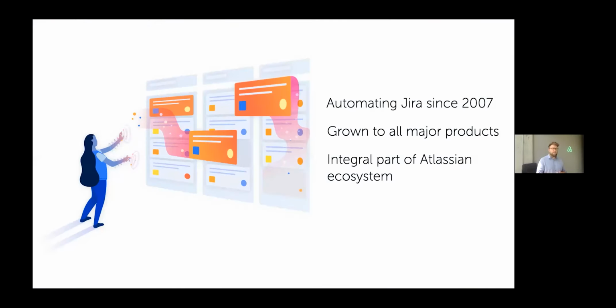So it's been automating, I believe, since 2007 inside of Jira. It has now grown to all major products, so all of the Atlassian products can now be automated, and it is an integral part of the Atlassian ecosystem and the marketplace. Usually the top rated apps are automation apps. People need to automate workflows, but also their instances and the way that comments are added. And if you have JSM, the way that you interact with customers, there's a lot of automation under the hood of what is a very flexible tool that we all know and love, Jira.